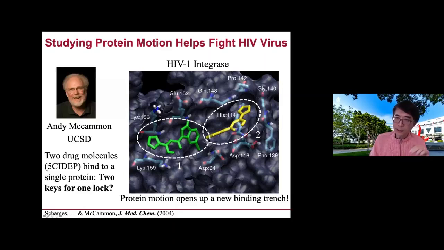And these two binding sites are connected, right? So you can think about it as two keys fit for one lock, right? Two keys, one lock, fitting into the one lock. Oh, this is very interesting.